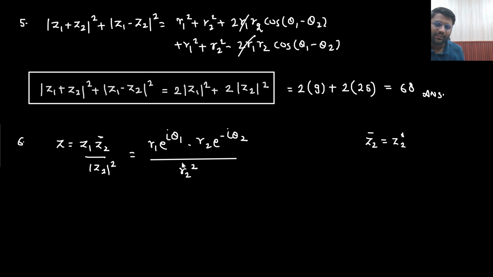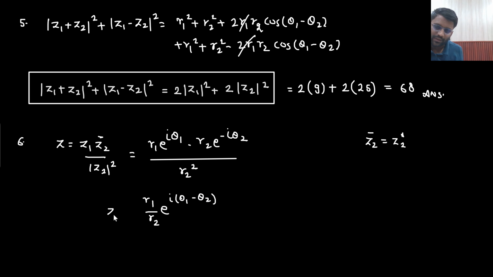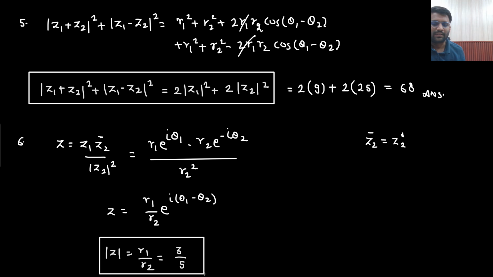Understandable? So what are you getting? This R2 gets cancelled out, giving R1 by R2 e to the power iota theta 1 minus theta 2. This is the value of Z you are getting. This is your Z. Now what is the magnitude of Z? Sir, magnitude of Z is nothing but R1 by R2. So magnitude of Z is nothing but 3 by 5. That's the answer.